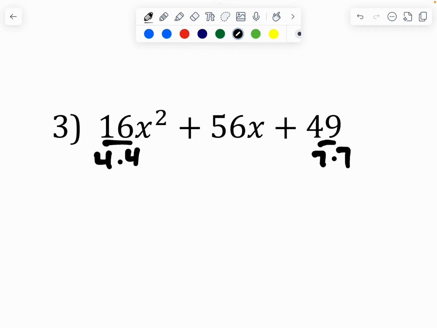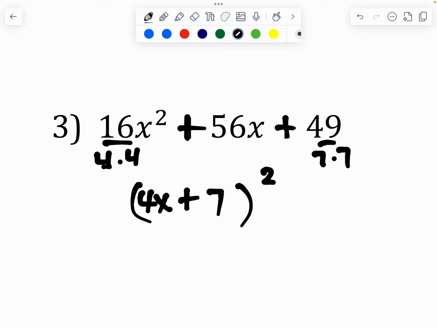Okay, so I'm going to see if it works. I'm going to put it in. Remember, perfect square trinomials have one factor. Because these are both plus plus, this is going to be plus, and it's going to be squared. So my first one is going to be 4x, and my last one is going to be 7. So 4x plus 7 quantity squared. If I multiply those out, I should get 56 in the middle.